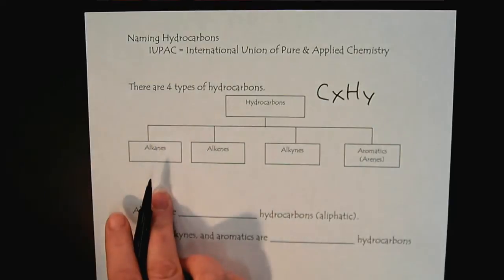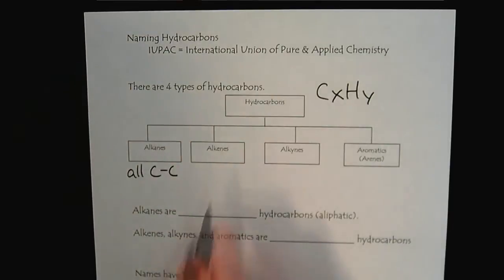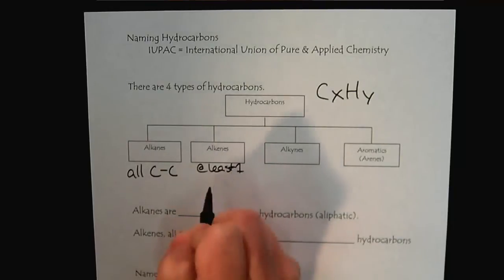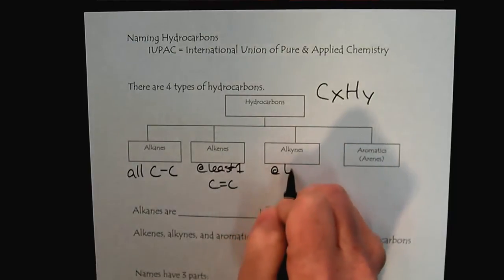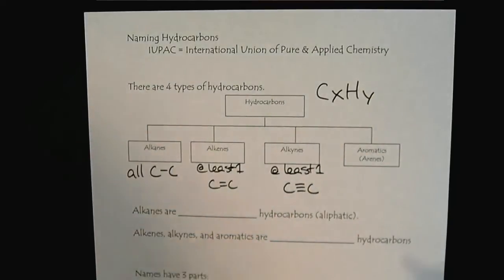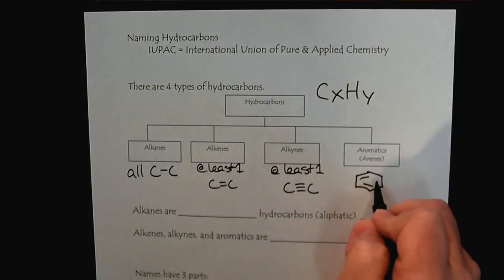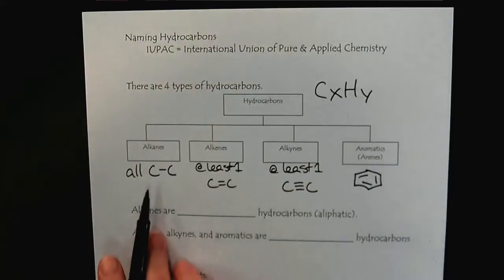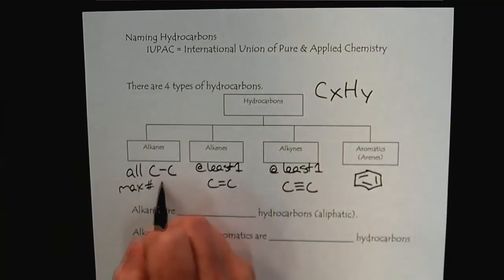Now, alkanes, this is where we have all carbon-carbon single bonds. Alkenes, we're going to have at least one carbon-carbon double bond. Alkynes will have at least one carbon-carbon triple bond. And then aromatic compounds or arenes, we will focus on benzene, which is a 6-carbon ring with alternating double and triple bonds. So when we describe alkanes, we have the maximum number of hydrogens.